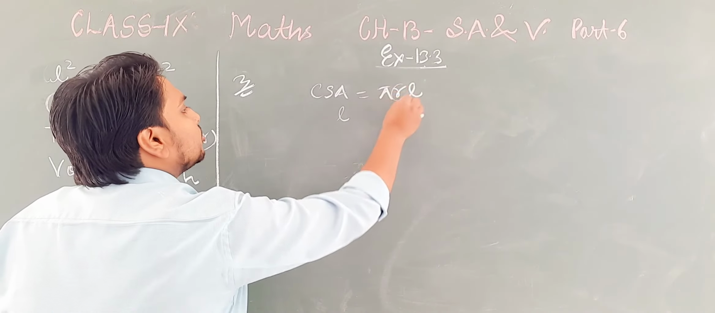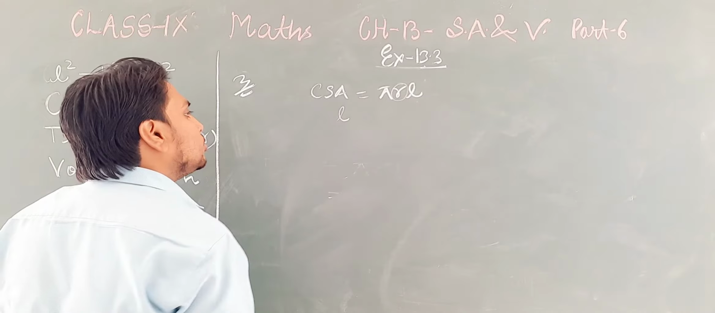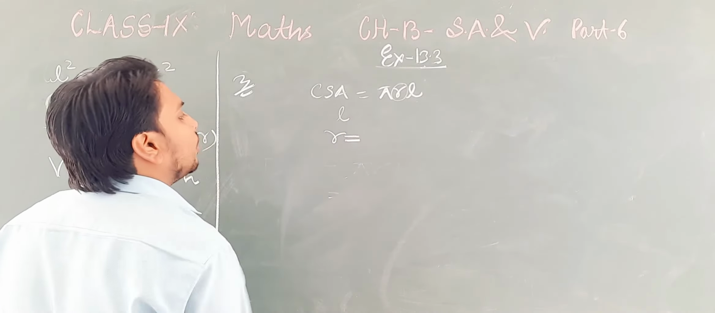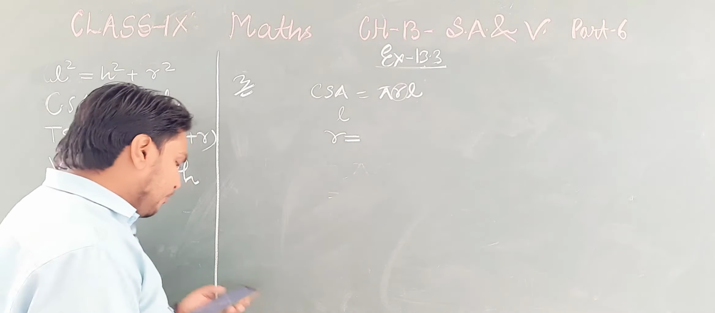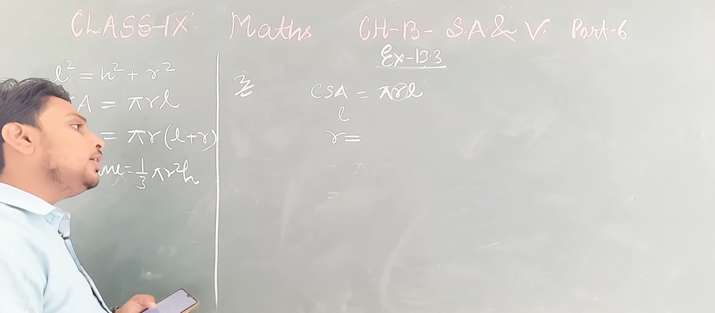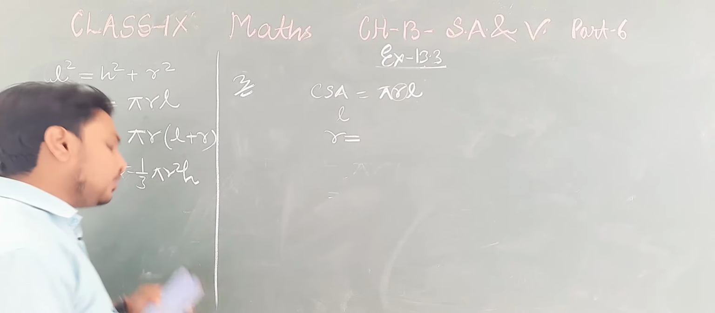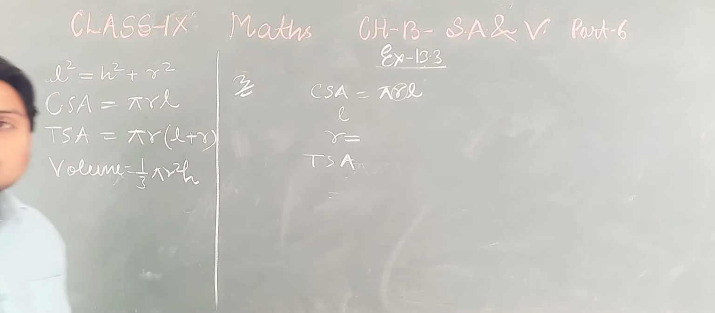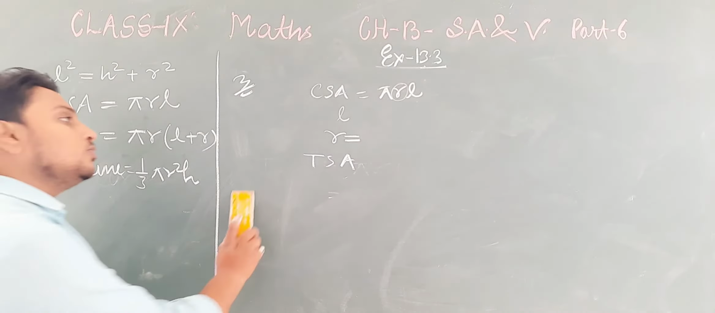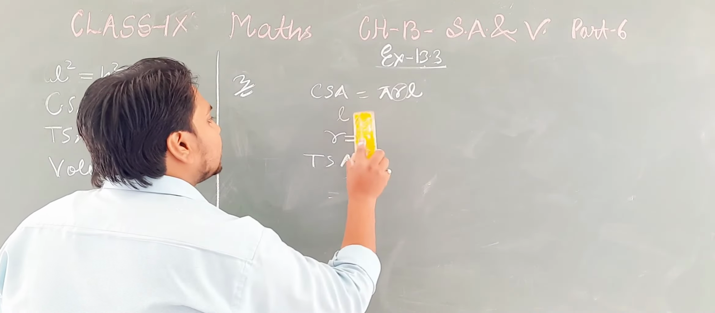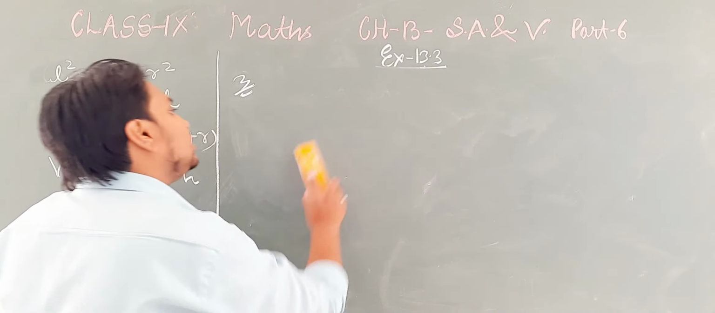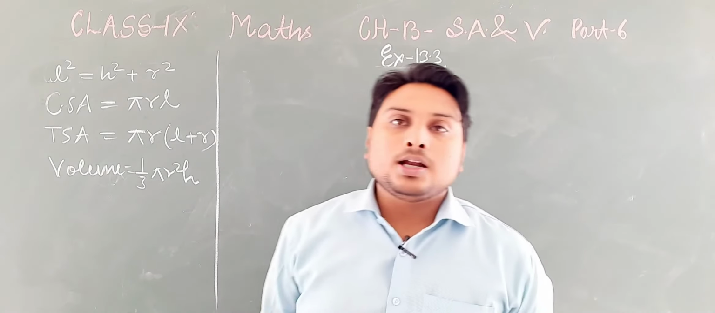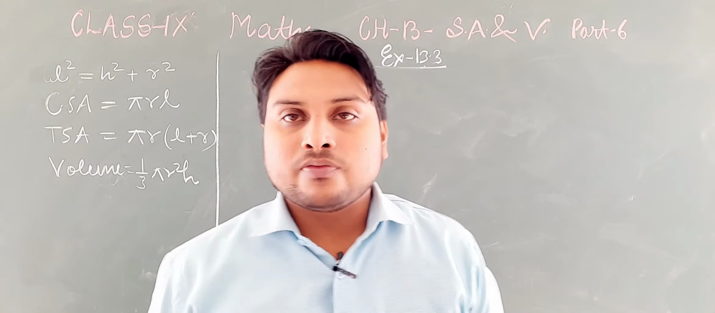So what is left, students? By the help of these two values, you can find the radius of the cone. After finding the radius of the base, you can calculate the total surface area also. So this question you will solve by yourself because it is very easy. Curved surface area is given, slant height is given. By the help of these two, you will find the radius of the cone, and by finding the radius of the cone, you will find the total surface area.